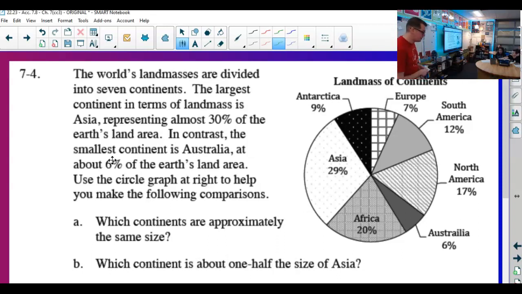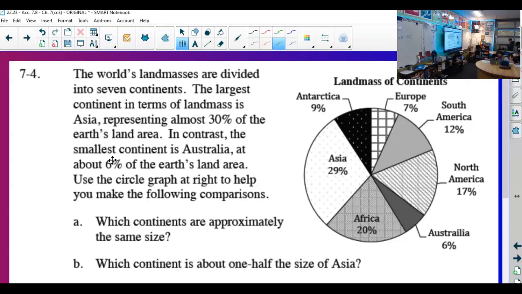Do this problem with your partner. The world's land mass is divided into 7 continents. The largest continent in terms of land mass is Asia, representing almost 30% of Earth's land area. In contrast, the smallest continent is Australia at about 6% of Earth's land. Use the circle graph to calculate the answers.